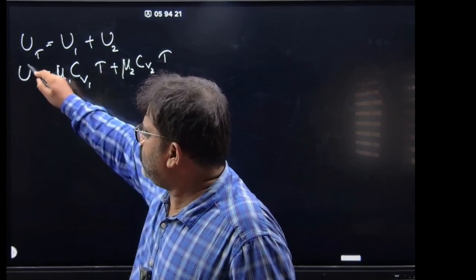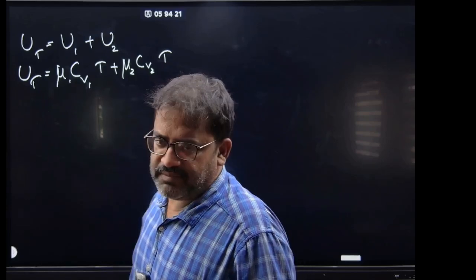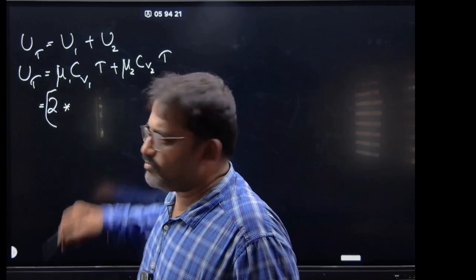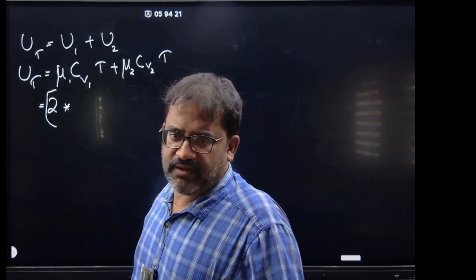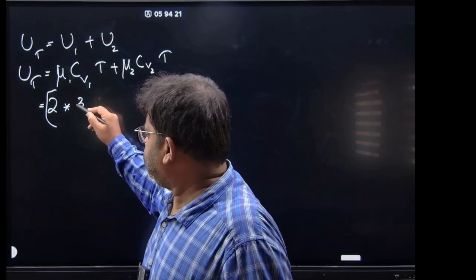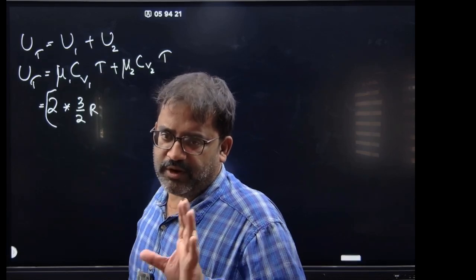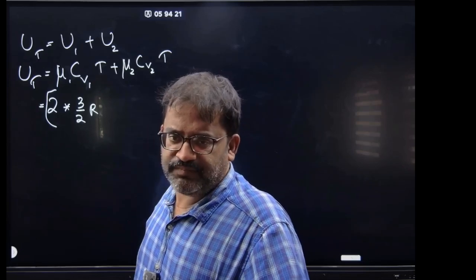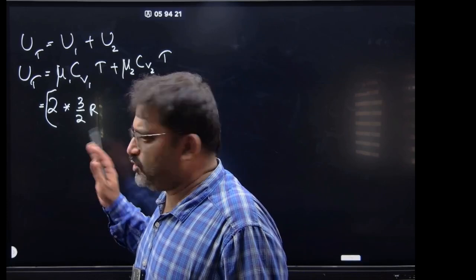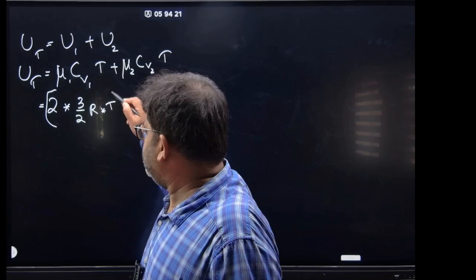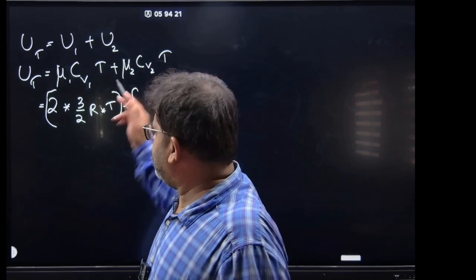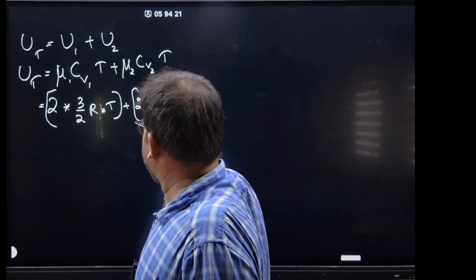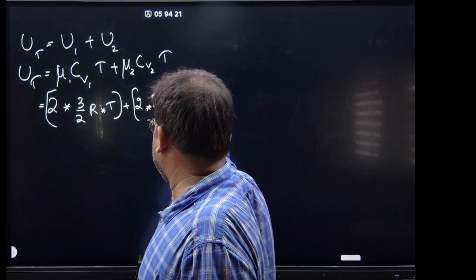Now U total is equal to mu1 CV1 T plus mu2 CV2 T. Remember, the number of moles according to the question is 2, and the specific heat for the monoatomic gas is 3/2 R. This is what you have to memorize: the value of CV for a monoatomic gas is 3/2 R, into temperature T, plus, again, the number of moles is 2, and the value of CV for a diatomic gas will be 5R/2, into T.